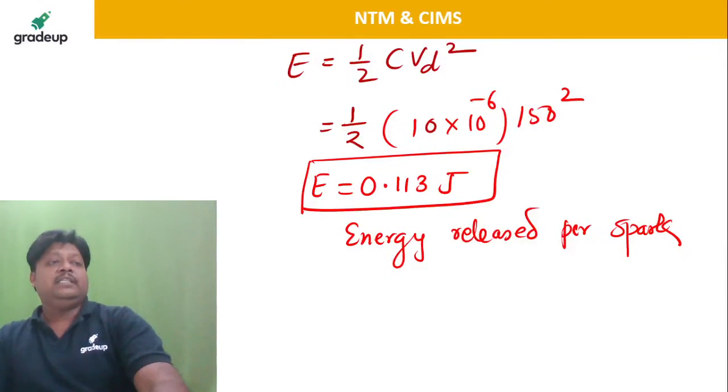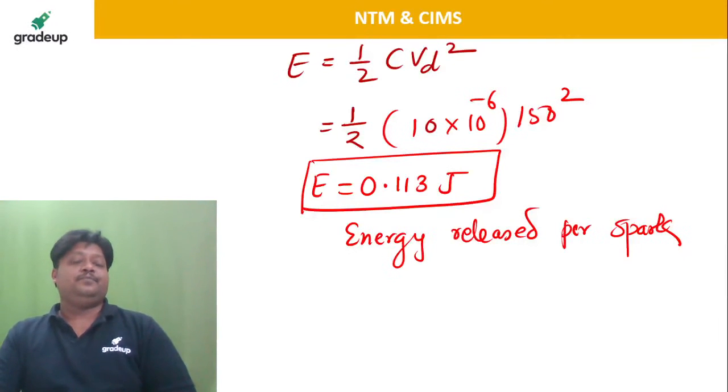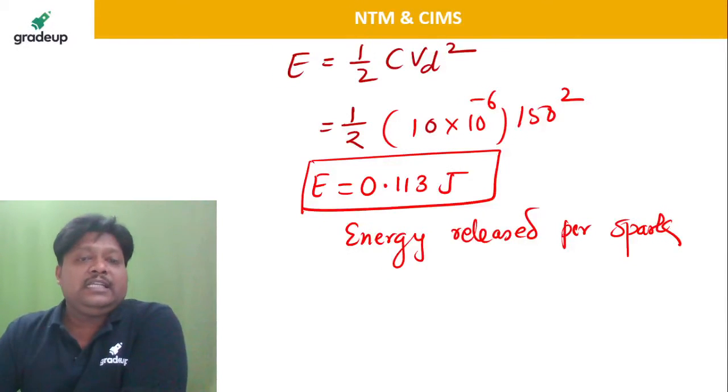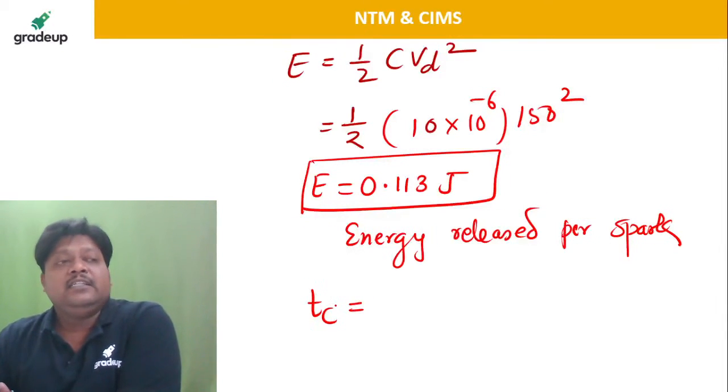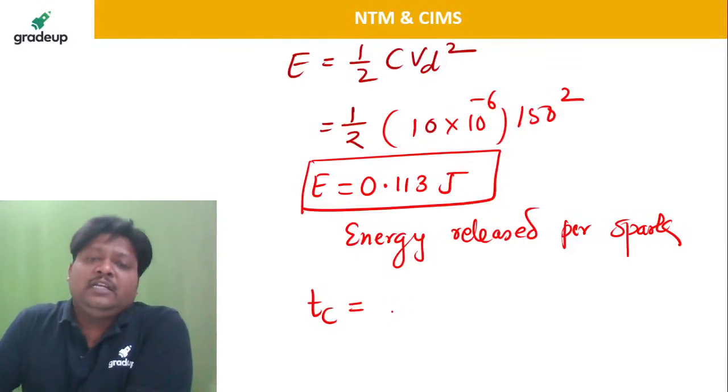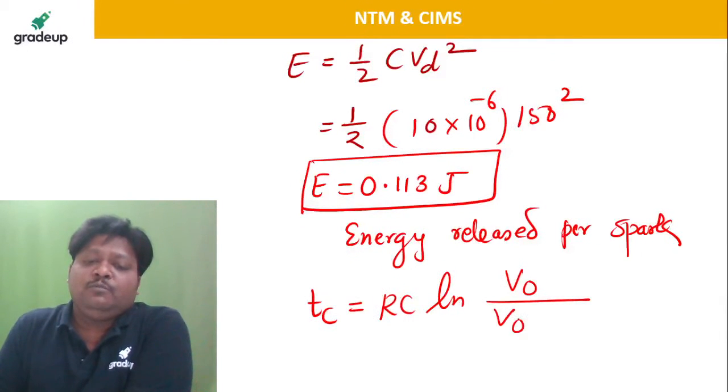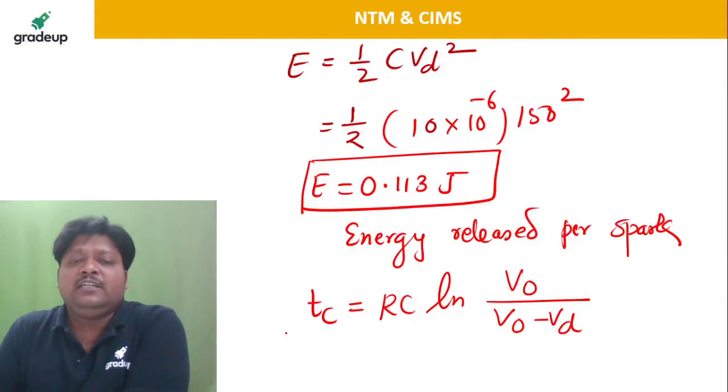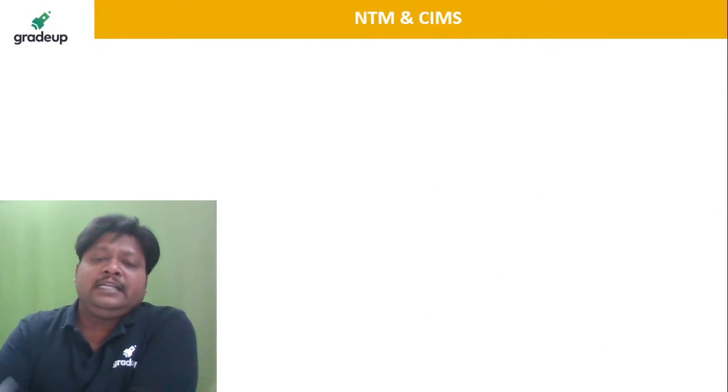I hope it is clear, Akhilesh. Now see what they are asking. First of all, we need to calculate the time for charging the capacitors, the charging time. Very good, Akhilesh, 0.1125, I have rounded to 0.113, that is okay, no issue. It is given as RC ln of VO divided by VO minus VD. How this equation comes, you know very well, we can derive it.